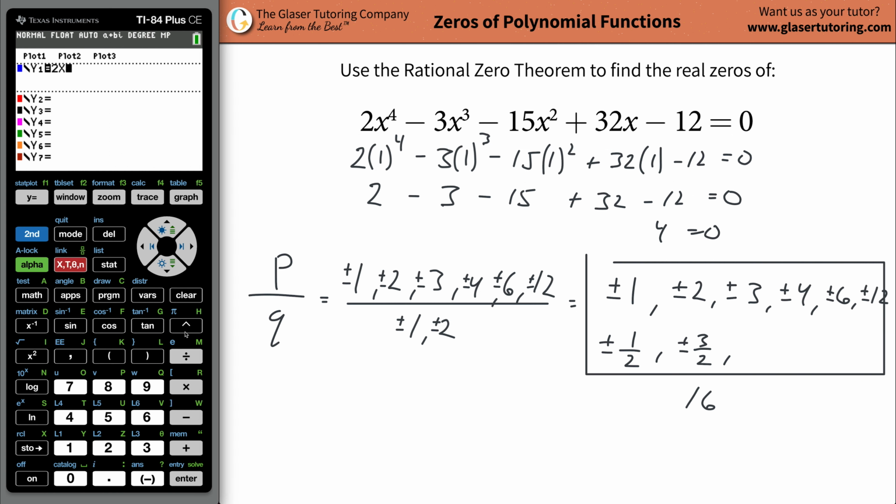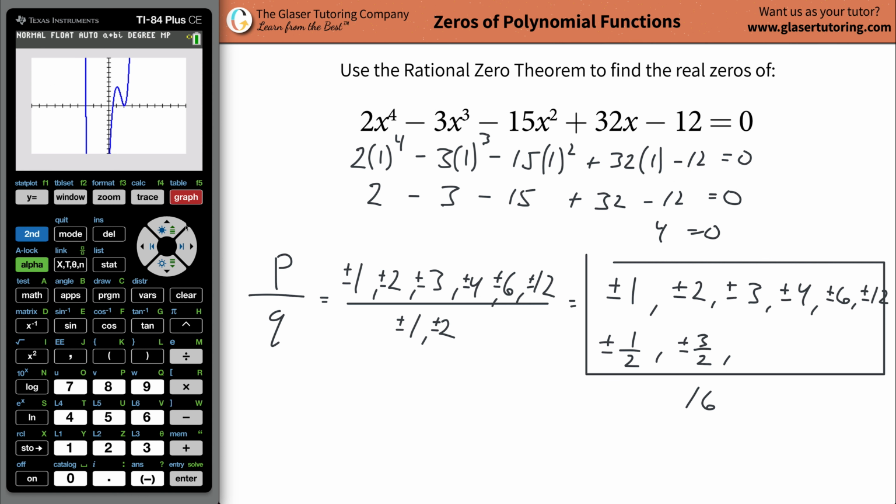Okay, 2x raised to the fourth minus 3x cubed, sorry, minus 15x squared, plus 32x. For some reason, my brain is freezing, so I'm going to go back and double check, make sure I did everything right. Okay, that's good. All right, now hit graph. And here's now the function.